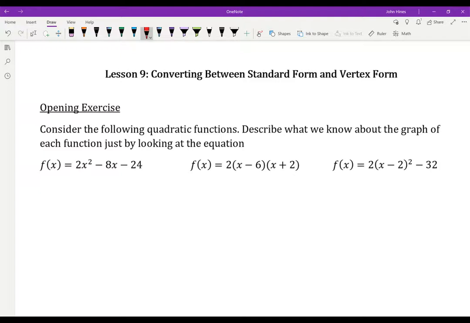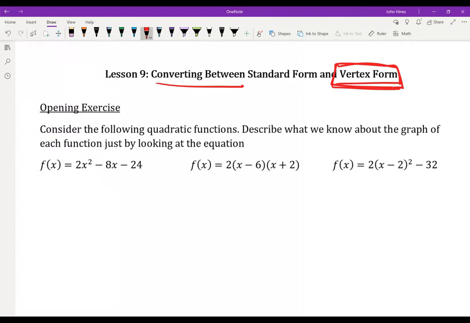Hi everybody, welcome to lesson 9, in which we're going to convert between standard form and vertex form when working with parabolas. So in the last lesson we played around with vertex form and saw it was really powerful in giving us the zeros and the vertex and the graphs of our quadratic functions. So today is actually going to be a really big day of completing the square.